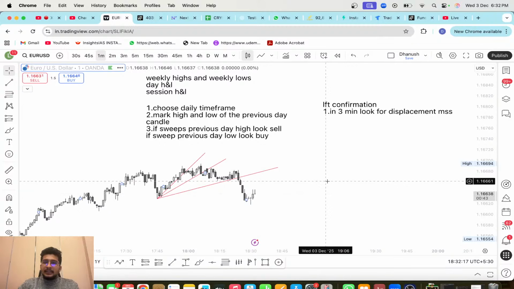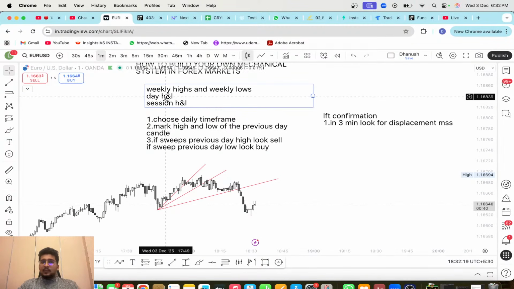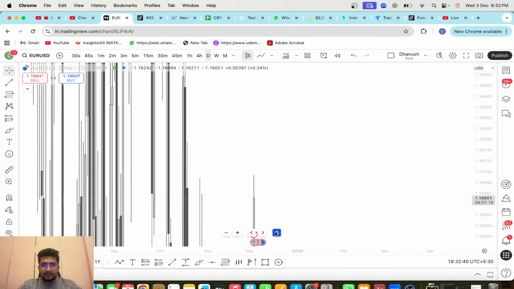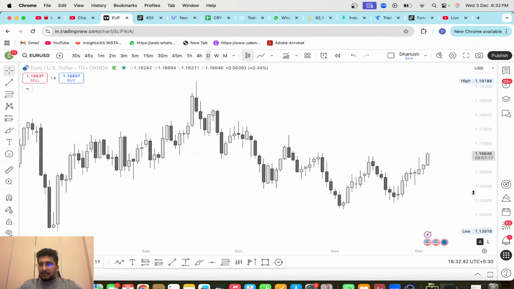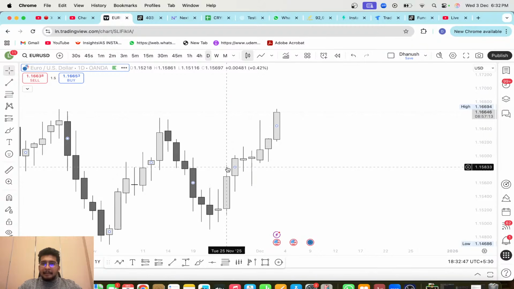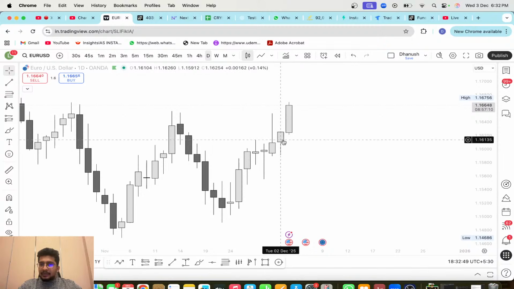Here we have made a framework which is in the daily time frame. So we'll start with the daily time frame. First step is to look at the daily time frame. We'll have some examples. Here, what is our first step? Mark the highs and lows of the previous day candle.